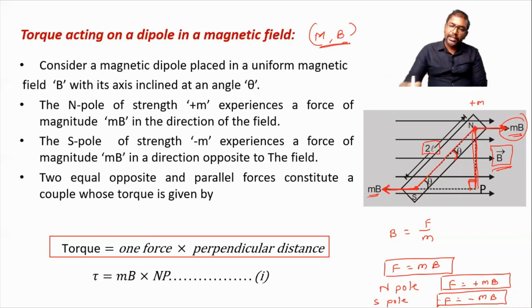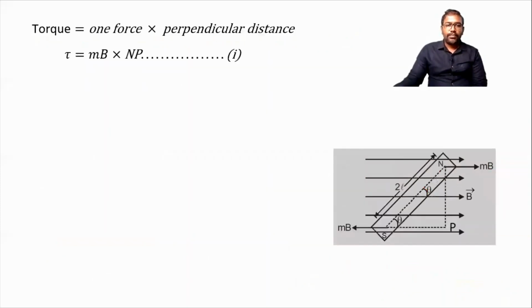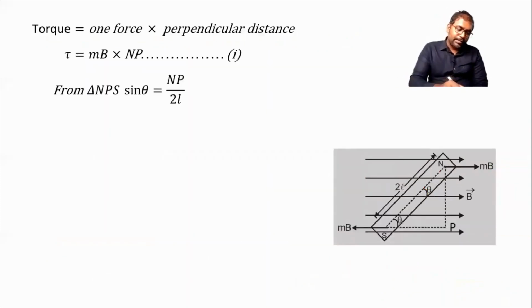Now this NP is opposite side of this theta. So by using this triangle, I can find out NP. So this is theta. So NP is opposite side of the theta. So I can use sine theta. Sine theta is NP by 2L. So NP is 2L sine theta. So that we have to substitute. So you can see in the next step. So this is our formula.